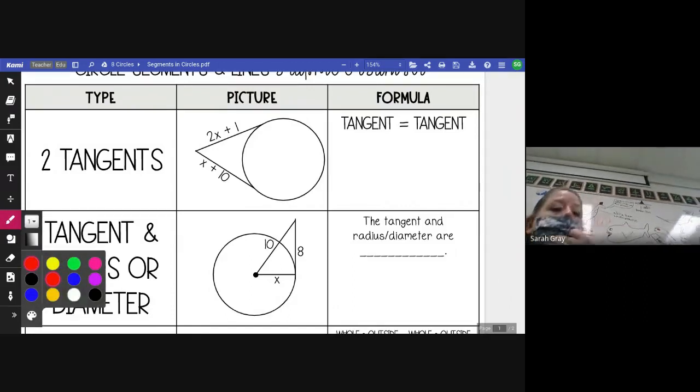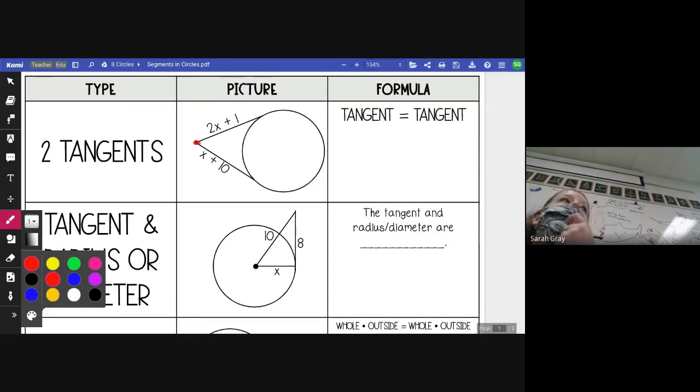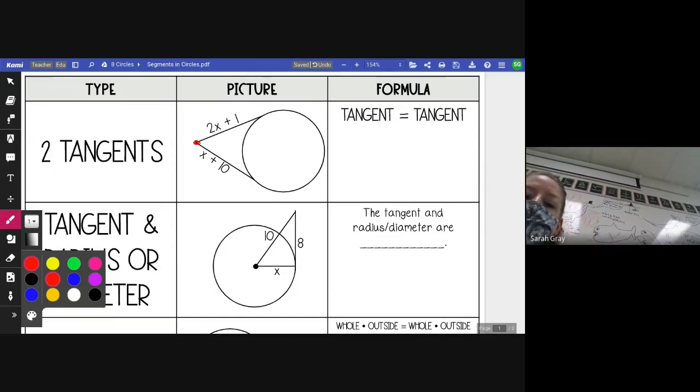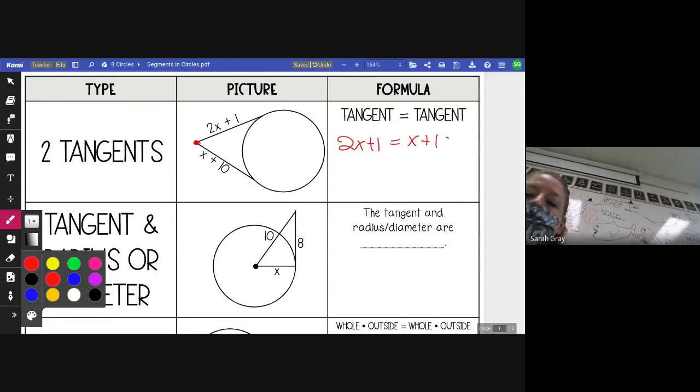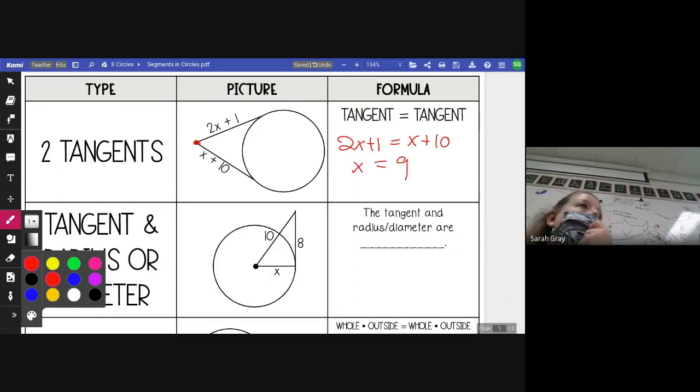All right, so we got this first one. We know this one already. We know that two tangents from an external point are congruent to each other. So if we were going to solve this one out, we would do 2x plus 10 equals x plus 10 because the tangents are congruent. So we've got x equals 9.